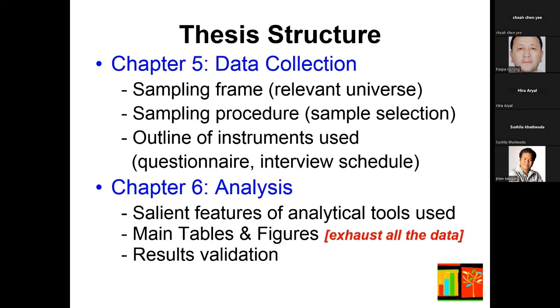Then data collection comes: the sampling frame, how you are going to frame your collection of the materials. Sampling procedure is one of the research methods. Outline of the instruments used: questionnaire, interview schedule. Whichever type you are going to use for the collection of the research materials, you have to write down here, whether it is literature based, or a qualitative method or quantitative method. You have to make it clear here also.